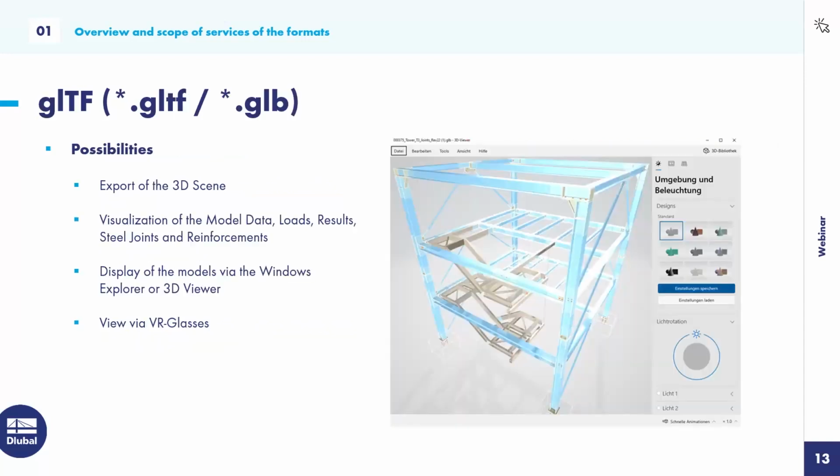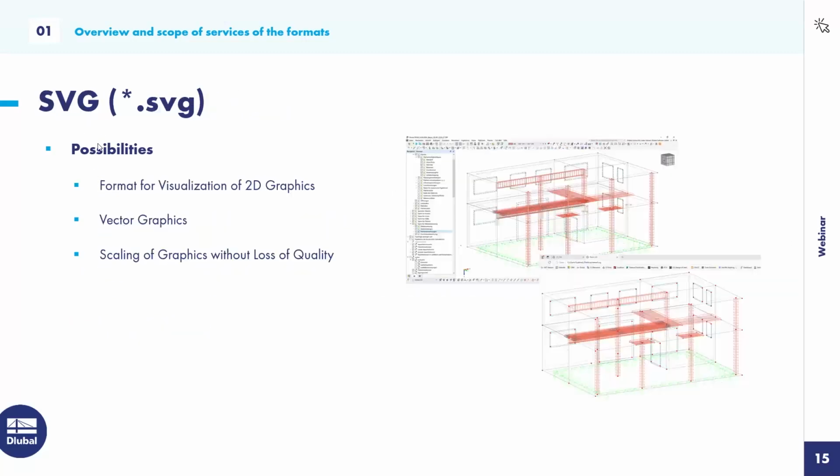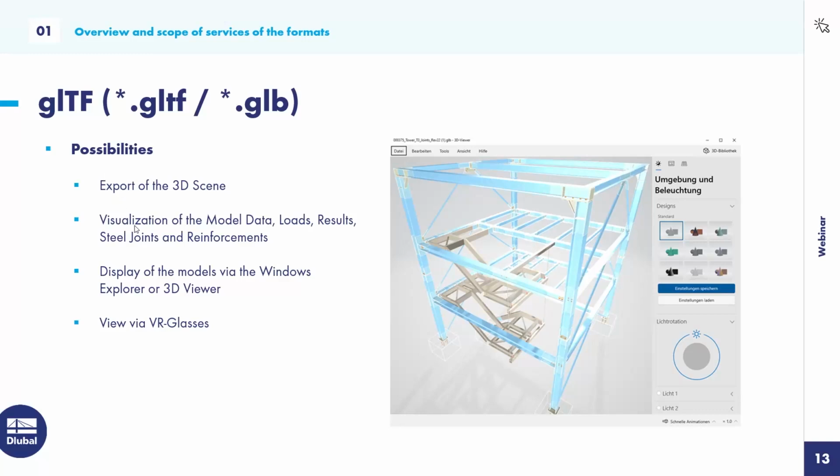All right, now let's come to the last three file formats that we have. The GLTF format is one of them, the VTK and the SVG. All three file formats are, how should I say, a byproduct of our own development. We are using them mostly internally for other use cases, but we thought since we are creating them internally, why should we not offer them also as an export option inside RFEM 6?